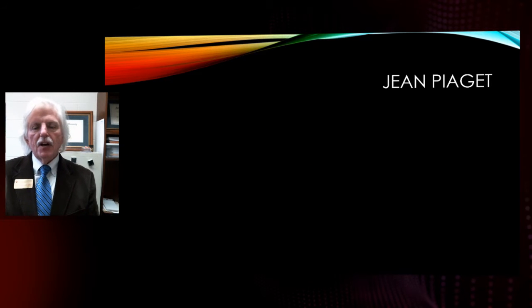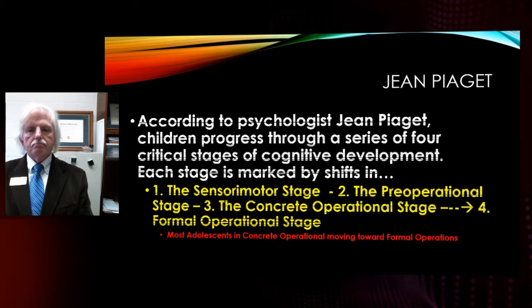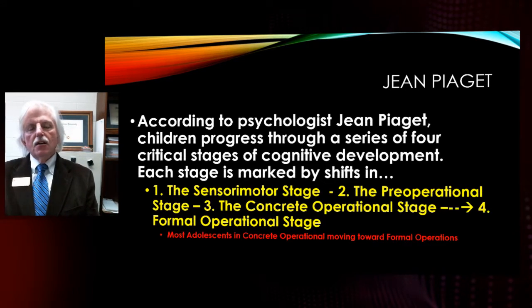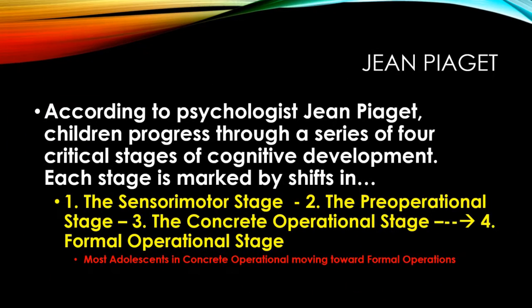Second, we've talked about the developmental theories of Jean Piaget. And according to this psychologist, as you can see in the white, children progress through a series of 4 critical stages of development, particularly what their brains can do. And each stage is marked by a shift out of one into the other. And the 4 stages are in the yellow.